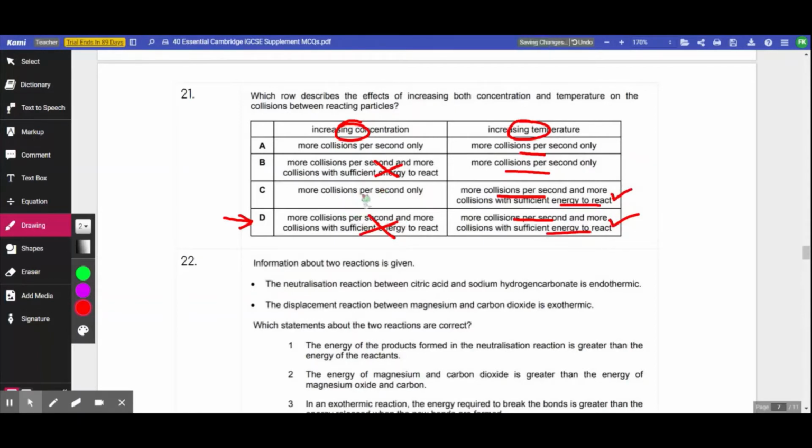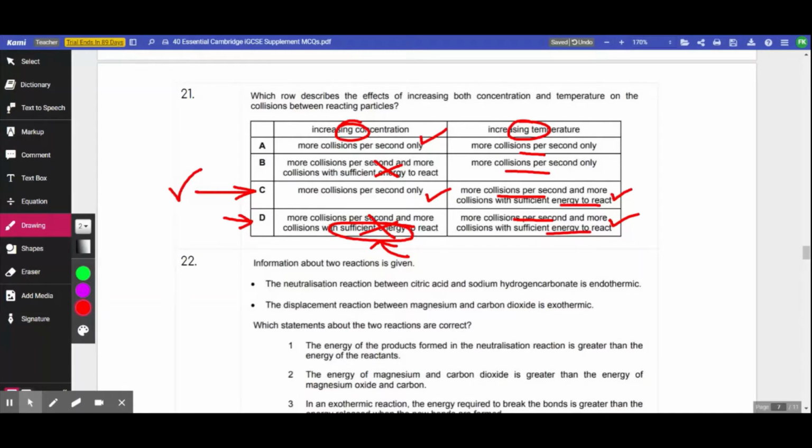truths, and more collisions per second only is a truth as well, and more collisions is common in A and C, but then you've got the extra two factors from temperature, C and D. So the two answers are completely aligned in response C. Now, you can see that D is only different because it's got this extra line over here, sufficient energy to react. So don't think that this question is one where you can combine both factors together.